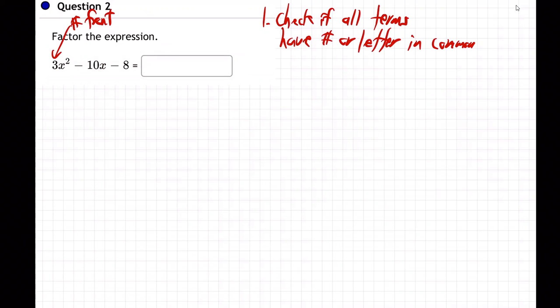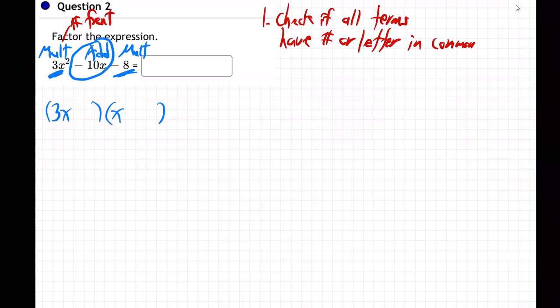Now we go to the 2 parentheses. So I'm going to go 2 parentheses, and I've got to put a 3x and an x, because remember, they have to multiply. Let me write it up here. Multiply, add, multiply. They have to multiply to be the front number, multiply the back number, and add to be the middle. That's the most important part.